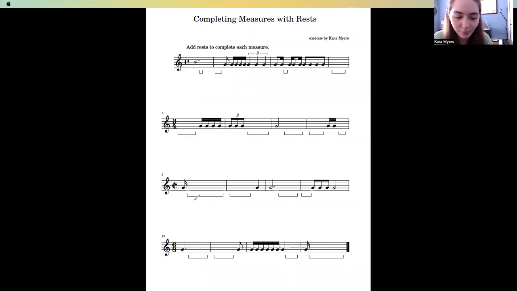Okay, this one looks a little more interesting. This is cut time, also known as 2/2. 2/2 means 2 half notes. Remember, it's always like a fraction. So the bottom number is basically a fraction. So 2 half. And that's just going to be strong, weak.